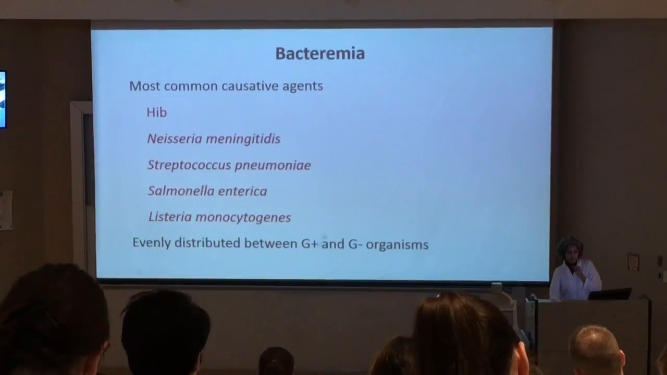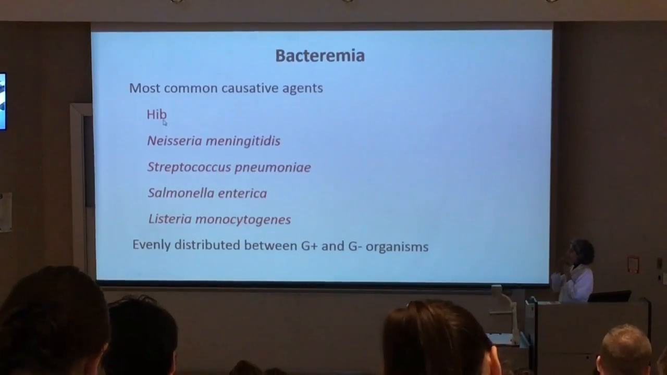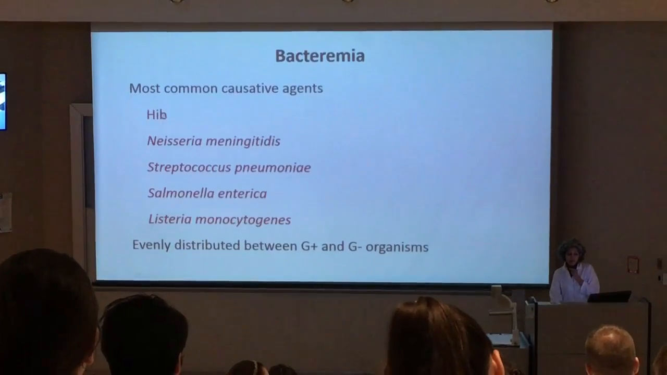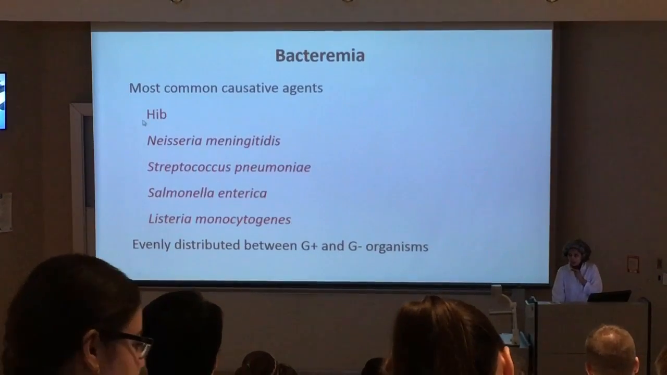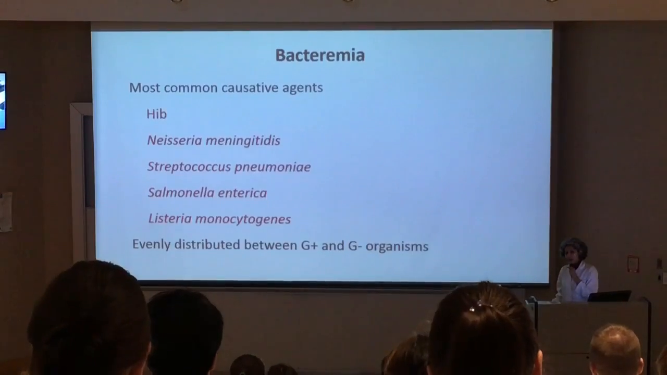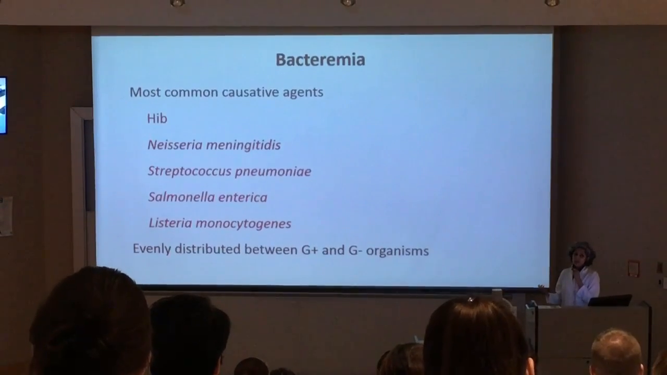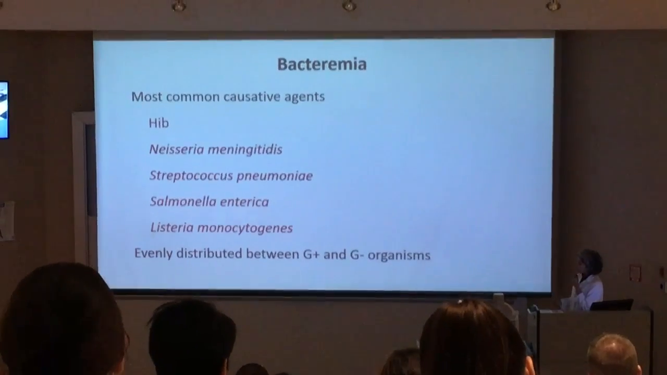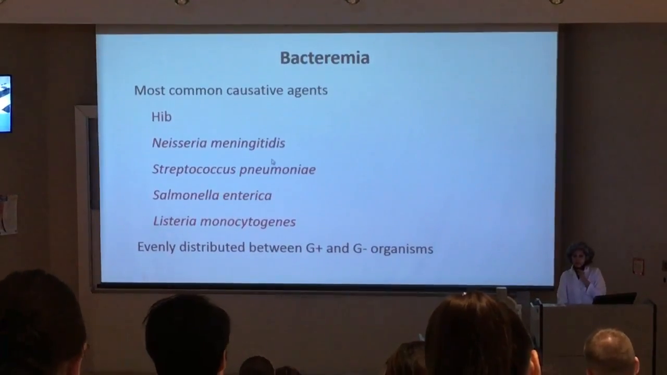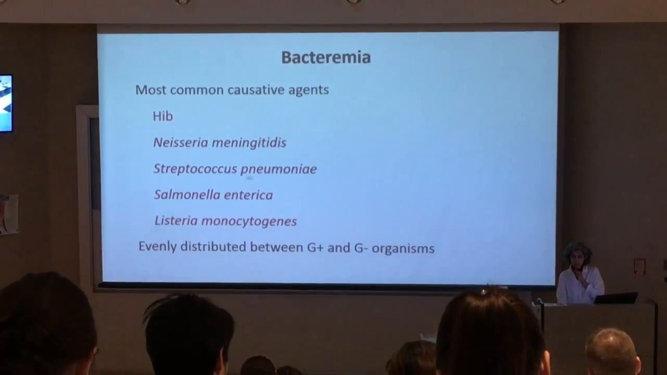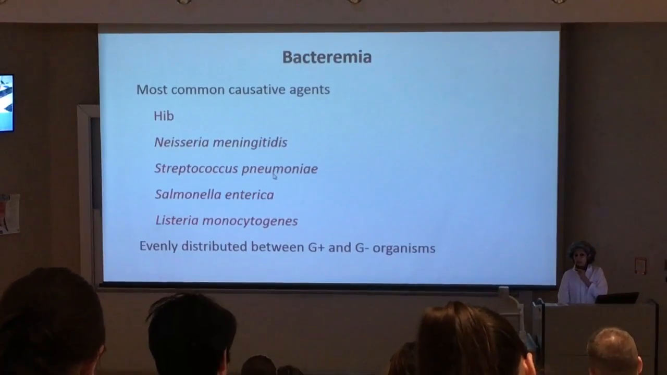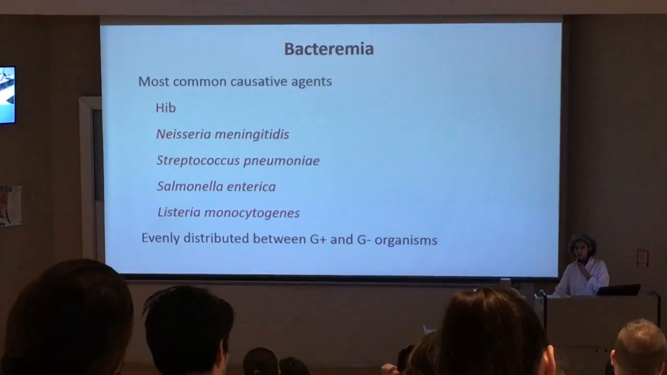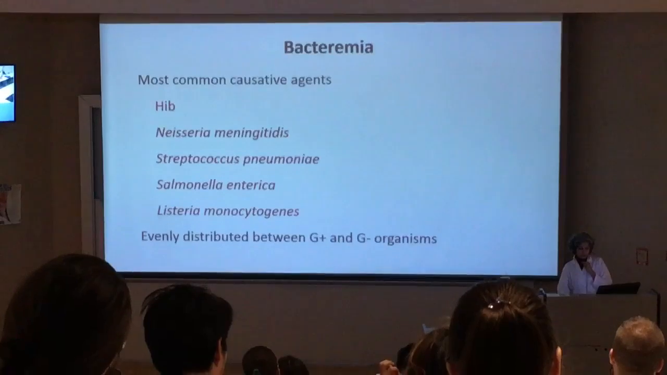So some of the most common agents are Haemophilus influenzae type B. So where else did this come up for us? Meningitis. Meningitis in children under the age of 5. How are we going to prevent that? Vaccine. The same with Neisseria meningitidis, we have a vaccine. The same with Strep pneumoniae, we have a vaccine, depending on the age group, etc. We have a 13-valent and a 23-valent vaccine.